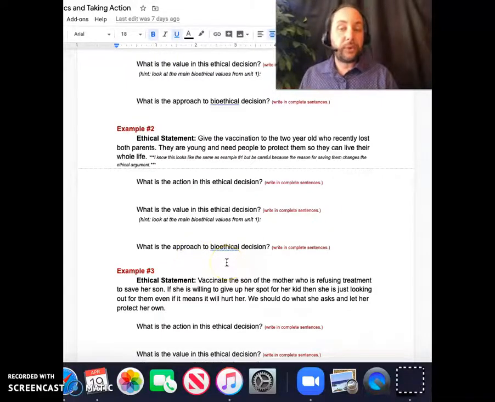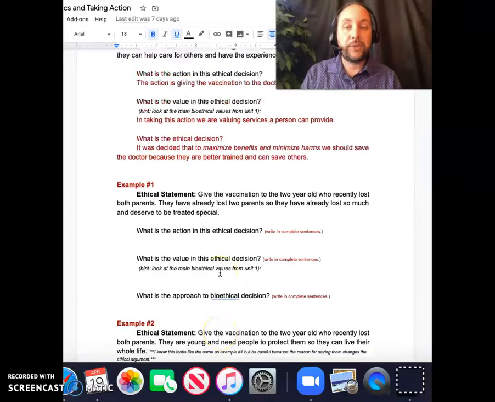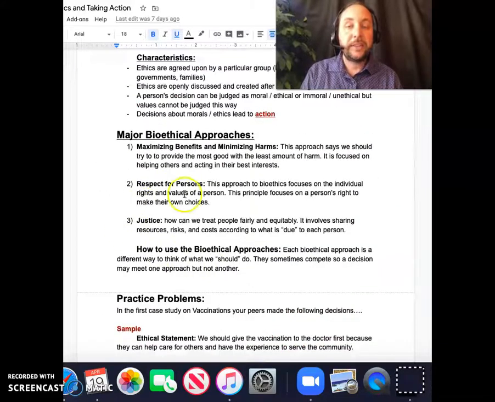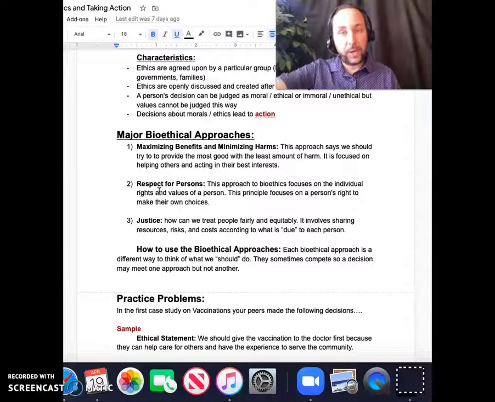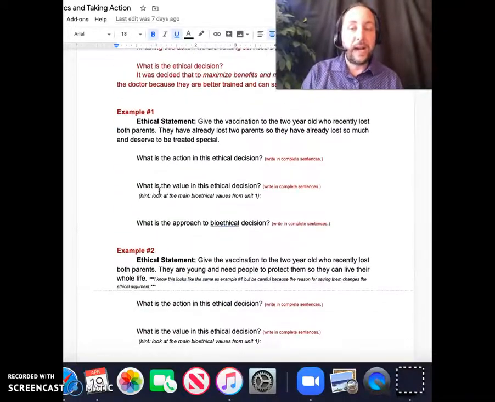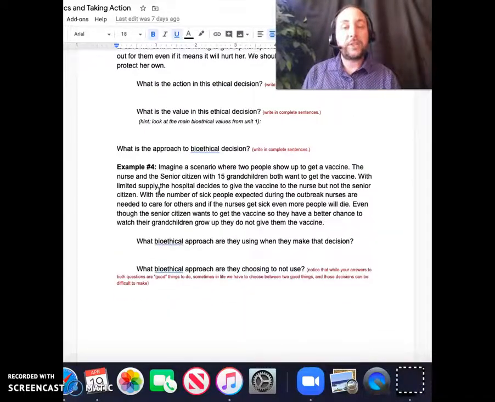And then what's the approach? The bioethical approach, then, if you go back up here, in this case, we're valuing respect for persons. We're respecting her right as an individual to make a choice about what happens, right? And then finally, in question number 4, I give you a scenario where 2 people come into the hospital and want the vaccine. One person is not given the vaccine. The other person is. And I'm asking you to compare and contrast bioethical approaches.